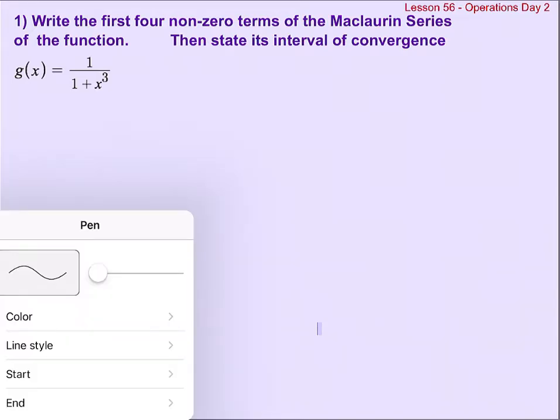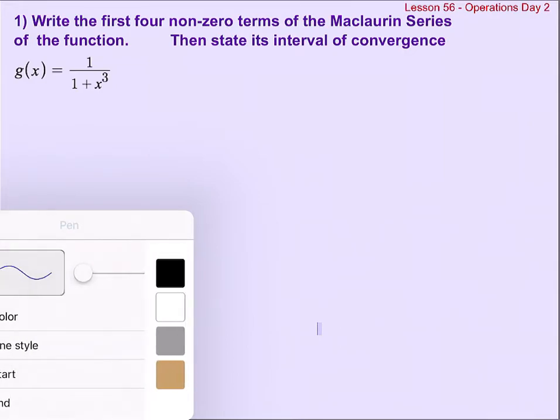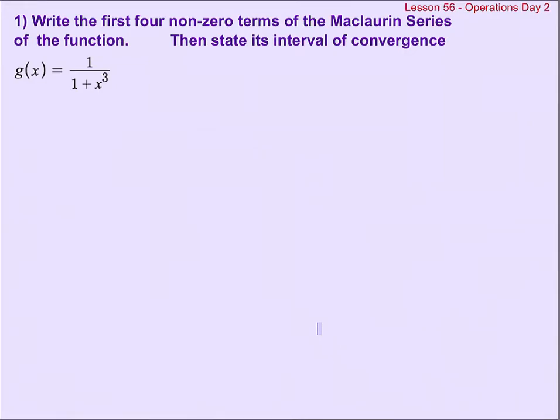This equation, g of x equals 1 over 1 plus x cubed, is in the form of the infinite sum of a geometric series, a1 over 1 minus r. So what we need to do is just identify, the a1 is 1, and the r is negative x cubed. Make sure you're careful about that negative. We're supposed to see a minus r.